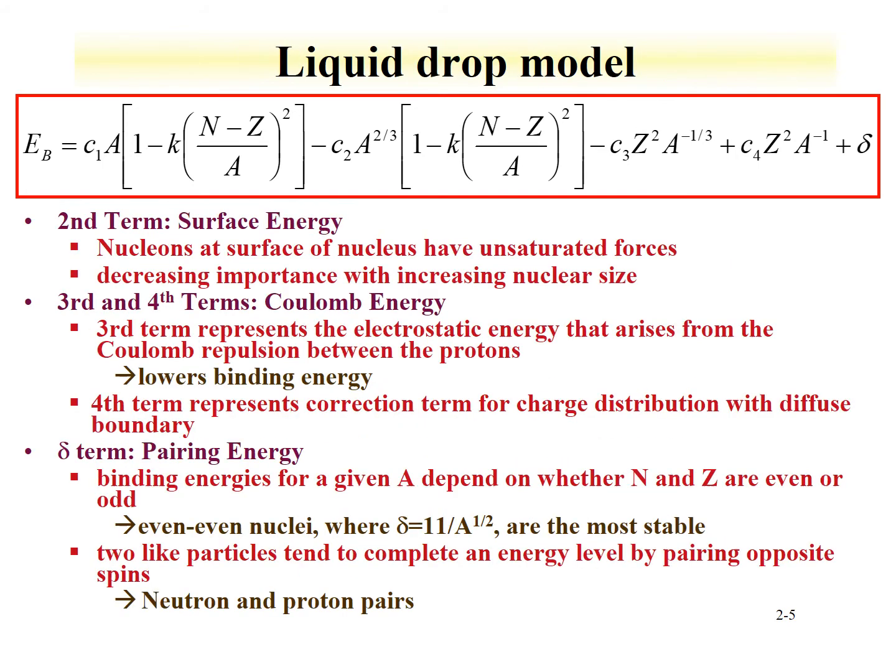The second term, that's our surface term. It's shown here, subscript 2. Remember, there were constants for that, and then I've got another constant for the K. And then, again, N, Z, and A are my other terms. And since this is a surface term, it's subtracting from the energy.